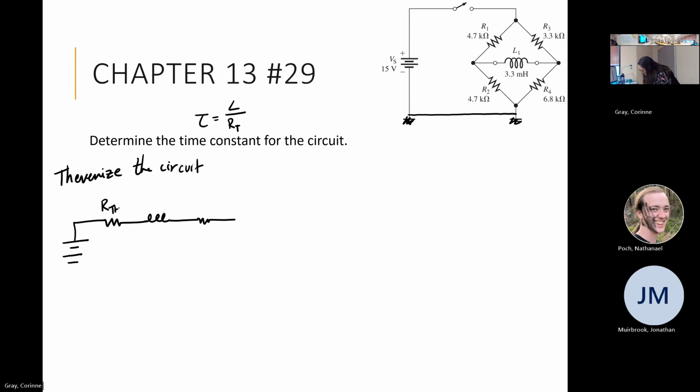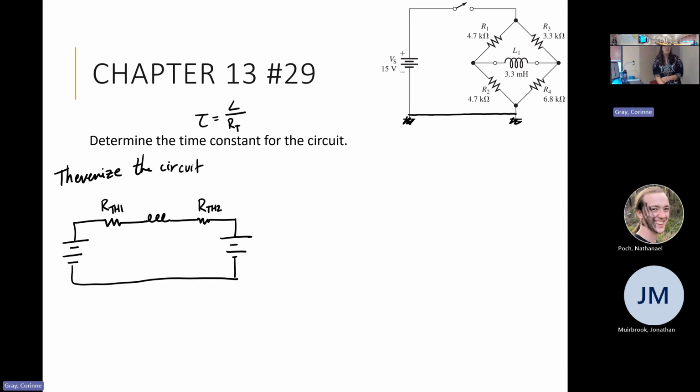So let's call this RTH1. This is going to be RTH2. With having this inductor, we get to do it twice, which means we have two sources that we would utilize. So the one on the left here is going to be 7.5 volts. The one on the right, 10.1.